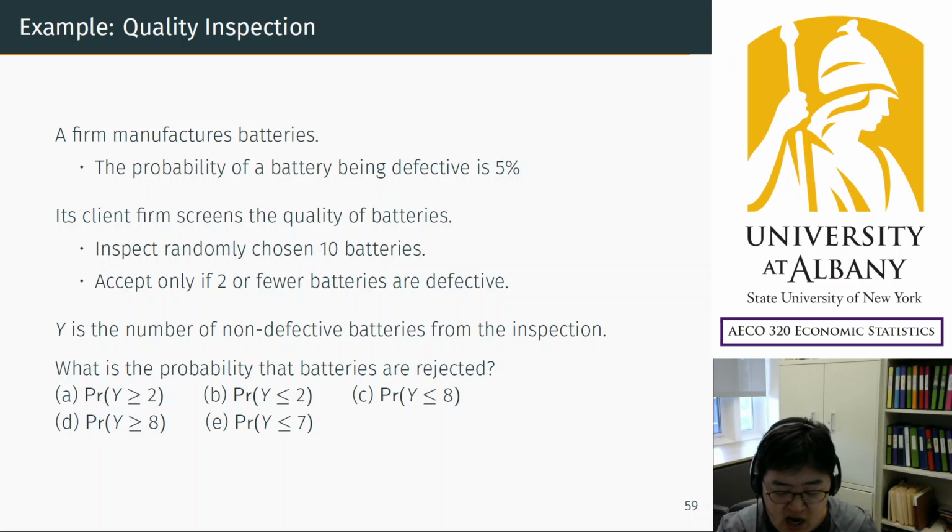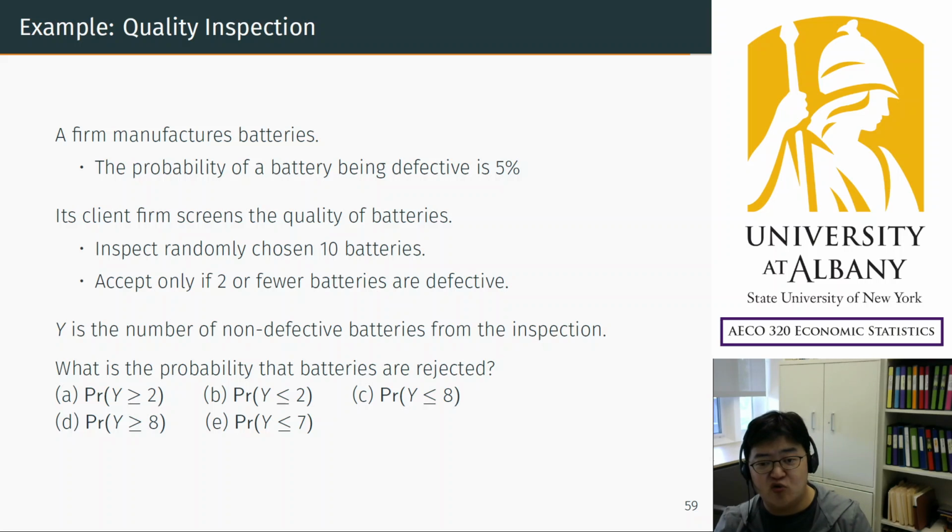And now you are the manager of the smartphone manufacturing factory. You receive the batteries from that manufacturer, and you are using the batteries for your final product. You are the quality control manager. That is, you have to screen the defective batteries from the shipment.